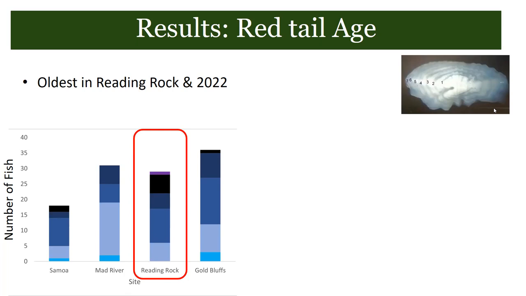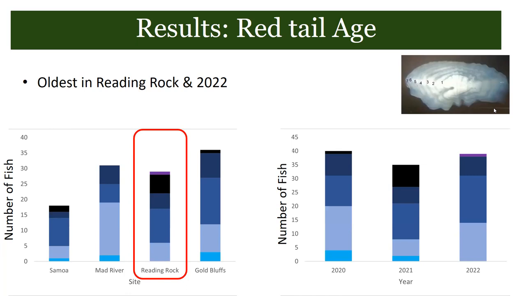When we look by year, again, we see this broad range of ages, and I should point out we didn't have age data for 2014 and 15, but the oldest fishes were found in 2022, when we had fishes that were between 2 and 6 year olds.